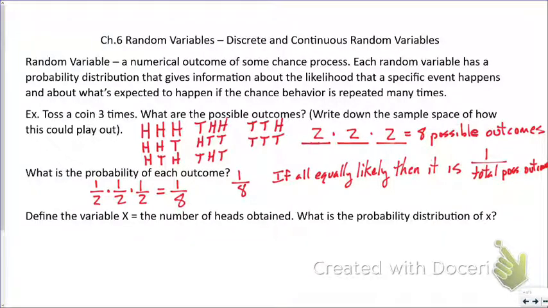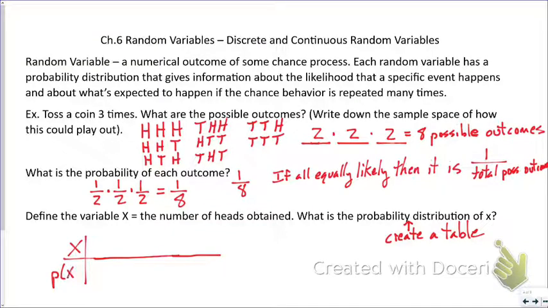Where it changes is when we define a scenario. So getting 1 heads, that's different than getting all 3 heads or 2 heads. But that's because there's multiple ways it can happen. So down here, when it says create a probability distribution, it is really saying create a table. And that's when likelihoods possibly change. So I like to make a sideways t-chart. Something like this. The bottom row is going to be the probability of each x.